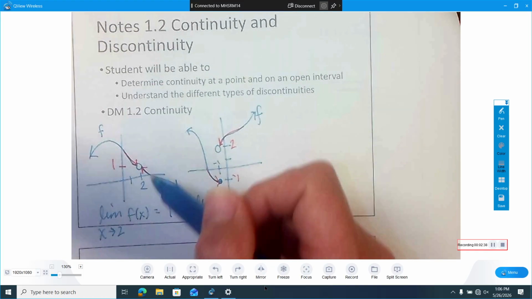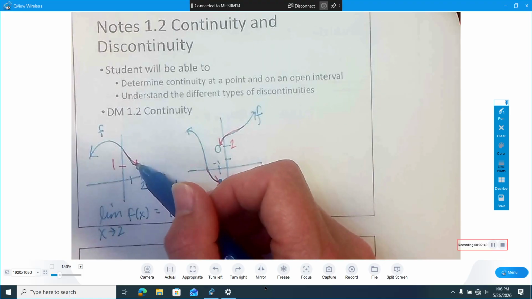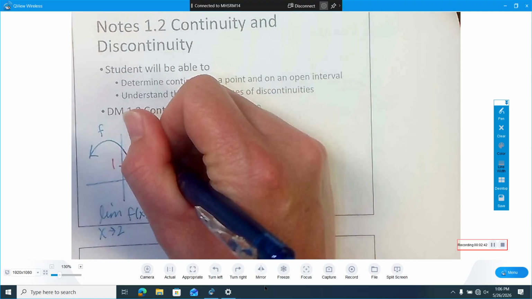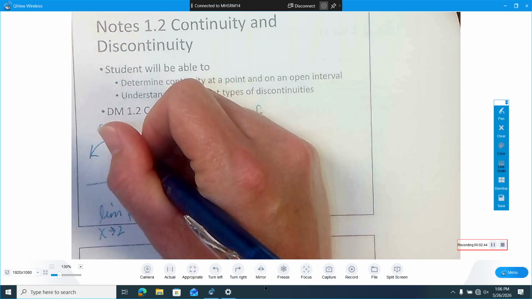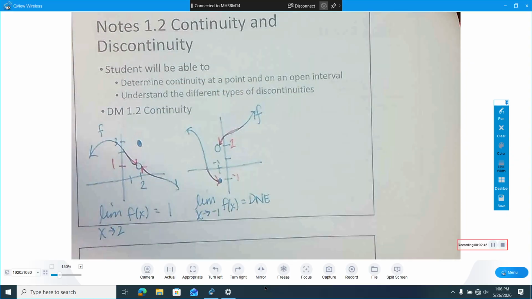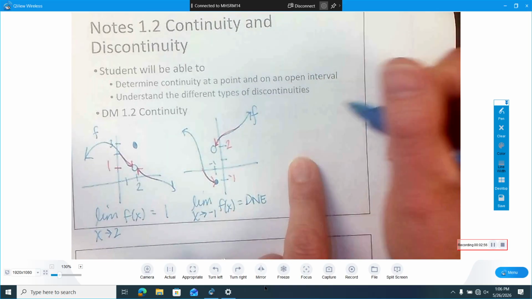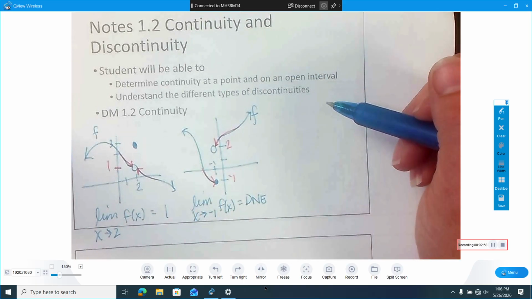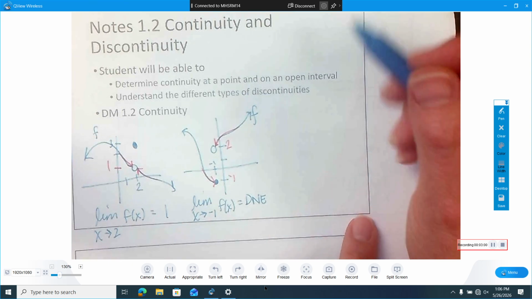It's also important we understand that the actual defined point doesn't have to be there. Maybe f of 2 is actually like 3, and that's okay. The limit is just what they get really, really close to. So that is limit. Today we're going to talk about continuity.